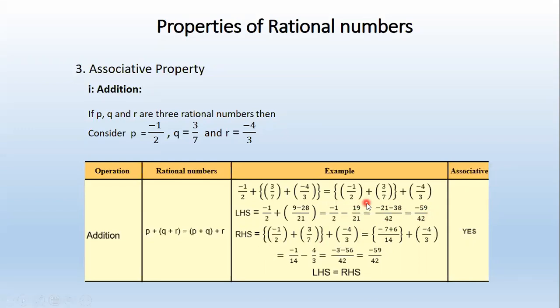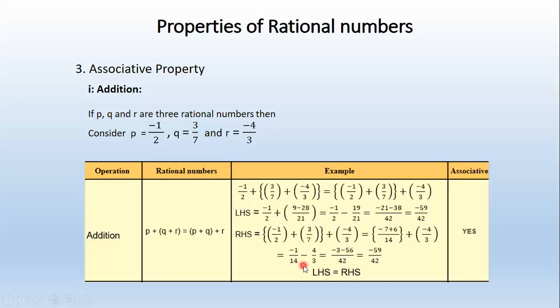In the right hand side, first we solve the bracket. That is 7 into 2 is 14. Then we cross multiply. Minus 1 into 7 is minus 7, and 3 2s are 6. So plus, minus 4 by 3 remains as it is. Minus 7 plus 6 is minus 1, divided by 14. Then plus into minus is minus, and 4 by 3.